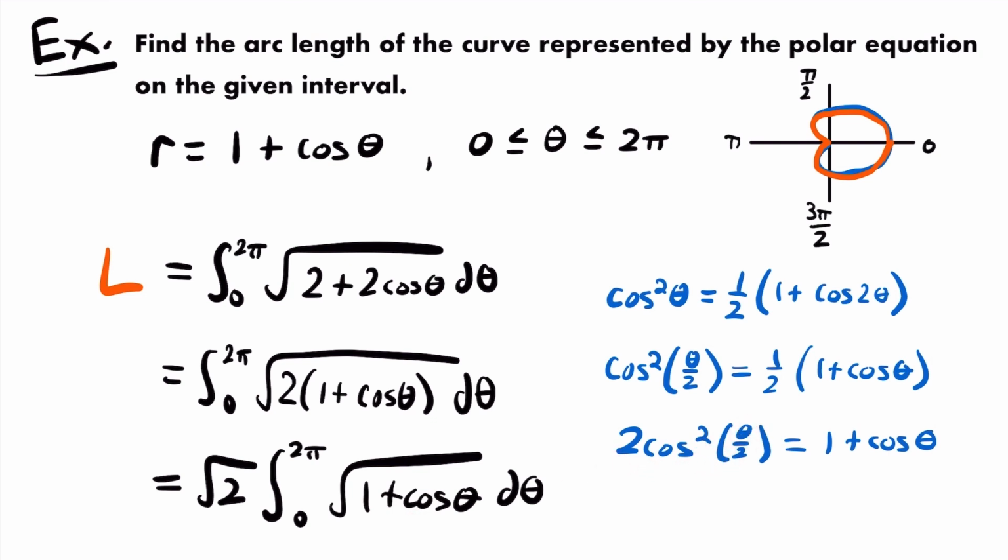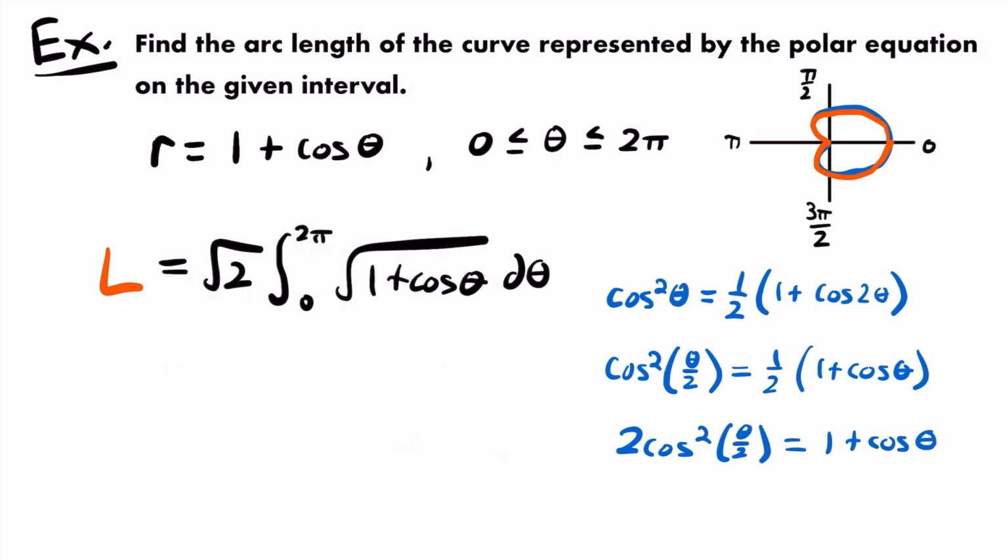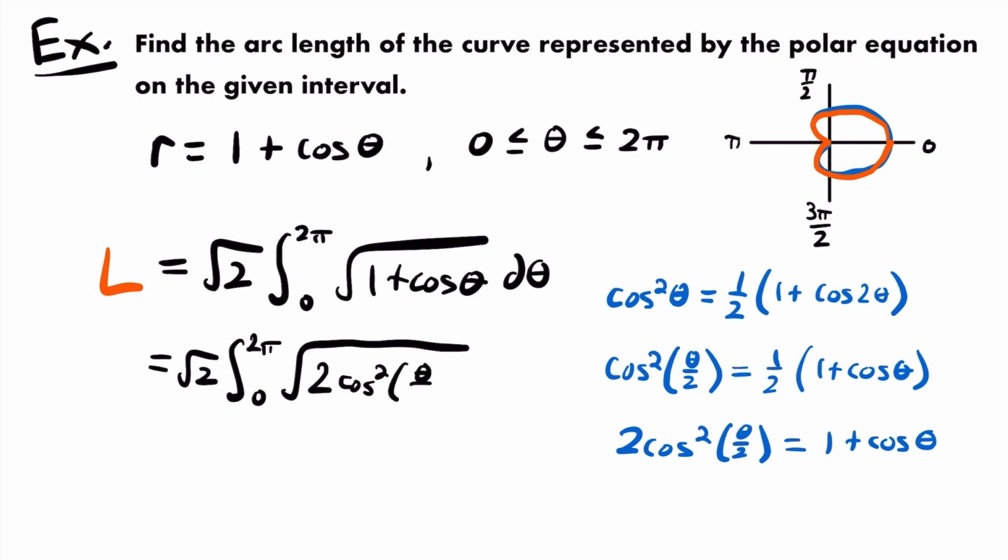Now the reason why that's helpful is because we can take the square root of cosine squared, right? That will help us simplify our integral further. So here's what we'll have. We can rewrite our integral like this. The arc length will be equal to the square root of 2 times the integral from 0 to 2 pi of the square root of 2 times cosine squared of theta divided by 2, and then we have d theta. All right, so we just replaced 1 plus cosine theta with 2 times cosine squared of theta divided by 2 by using this identity and just rewriting it a little bit to be in this form.